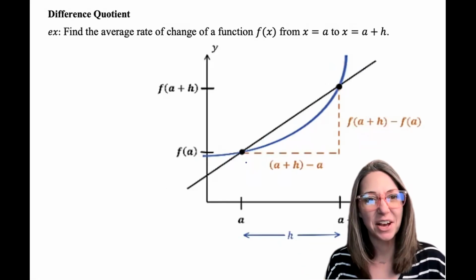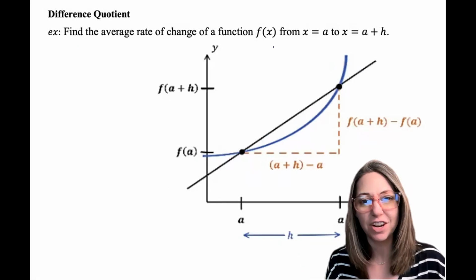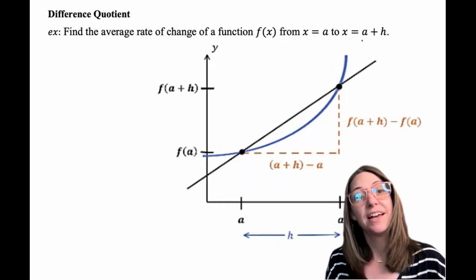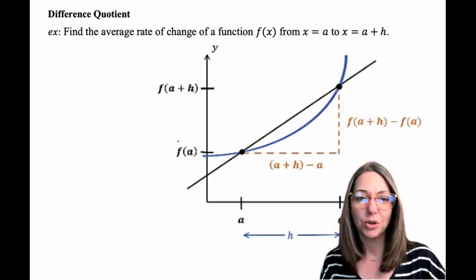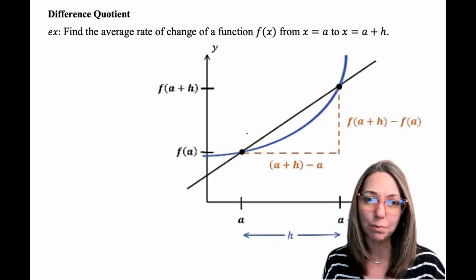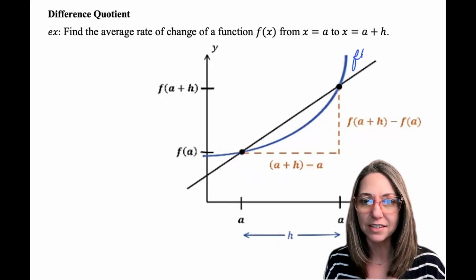Howdy! In this video, we're going to find the average rate of change of a function f of x from x equals a to x equals a plus h. In other words, we are deriving the difference quotient. So here's a random function shown in blue. We'll call that f of x.